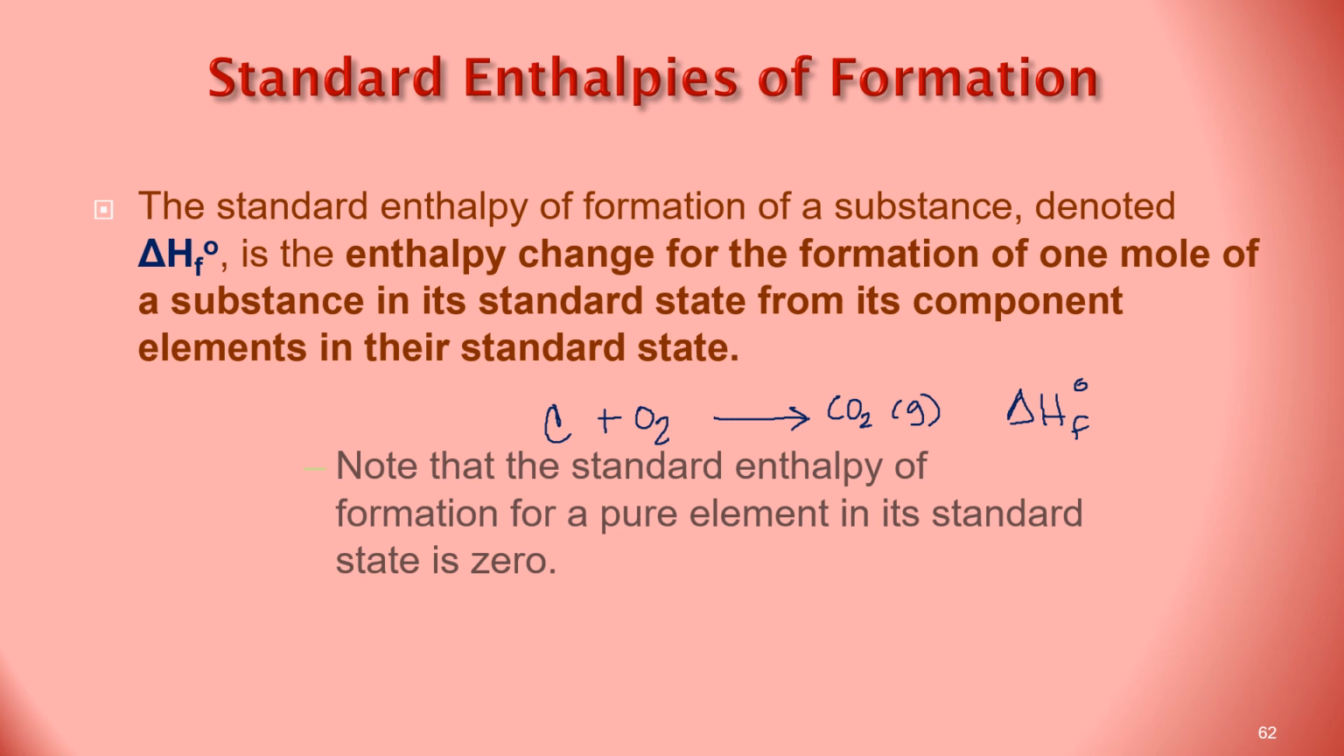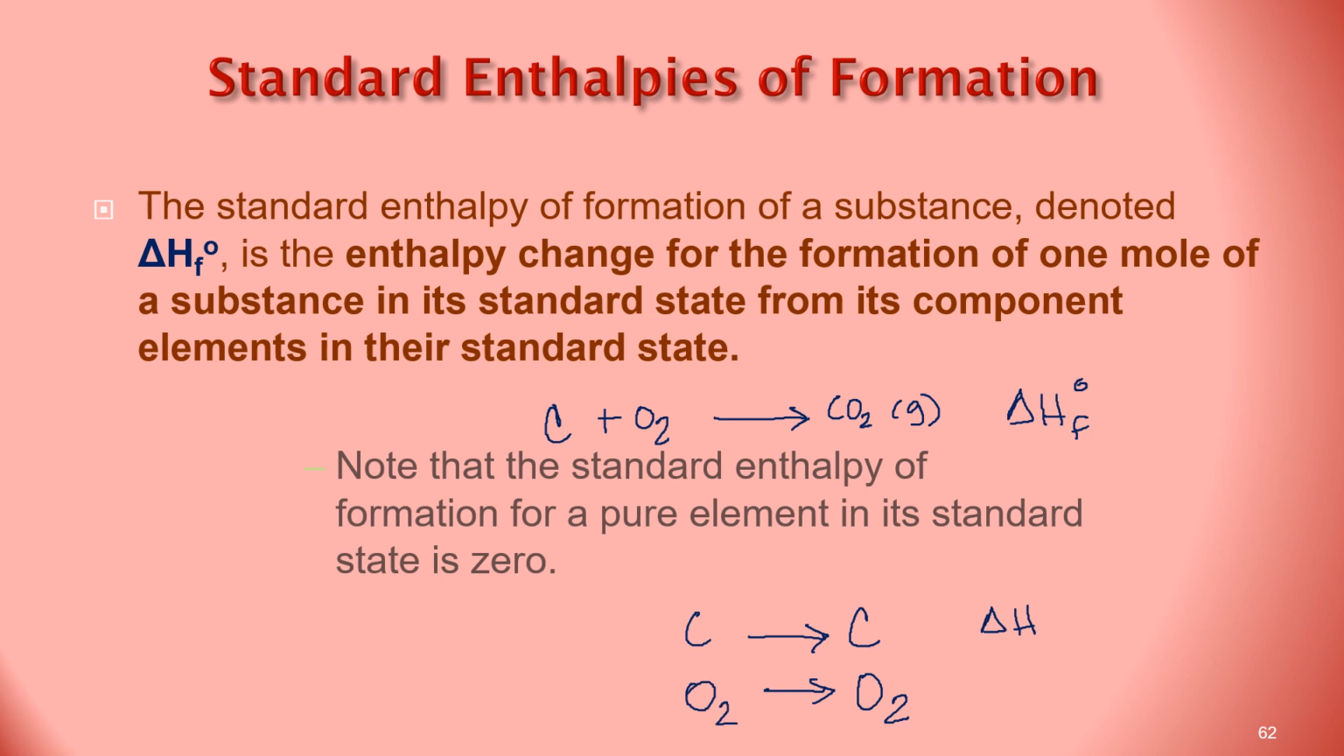So if we take carbon and oxygen and form CO2, what's the delta H? These numbers are tabulated in a chart in your book, and I think on the next slide. Do note that the standard enthalpy of formation for any element will just be 0, because if you're trying to say what's delta H to make carbon from carbon, it's 0 because it's already carbon.